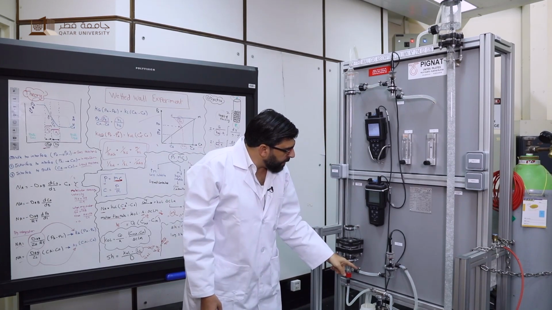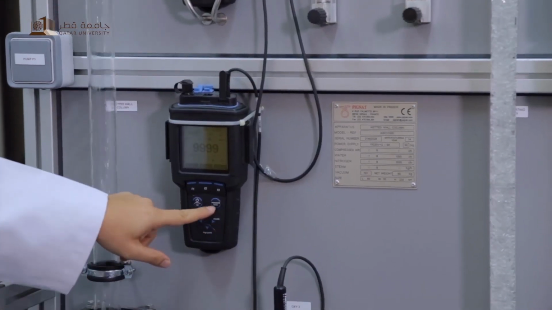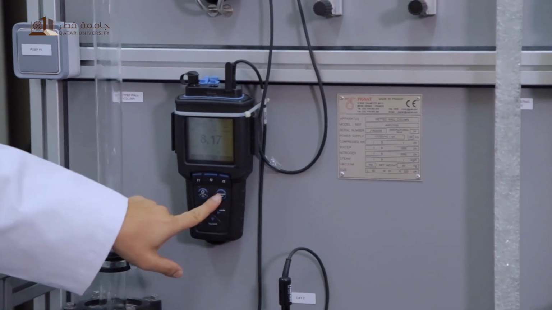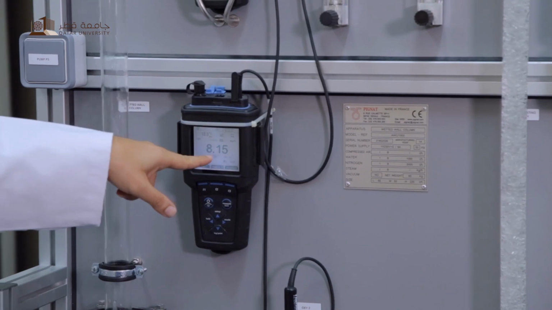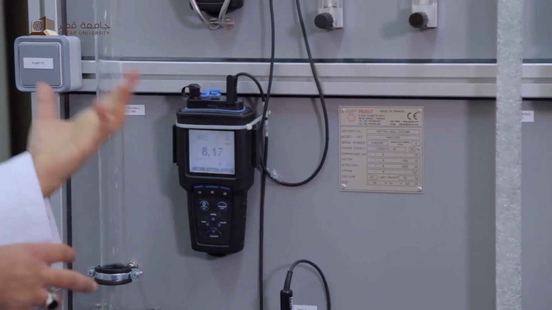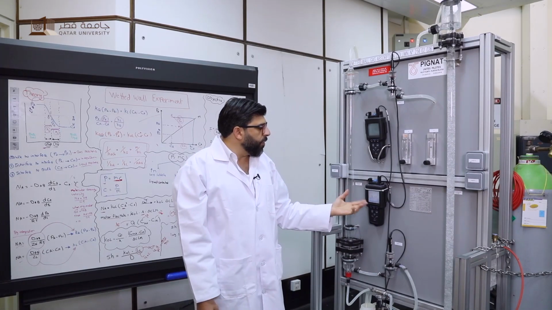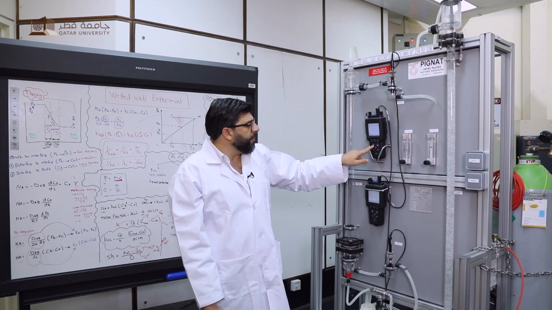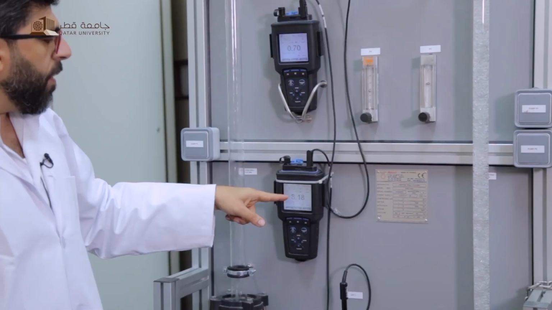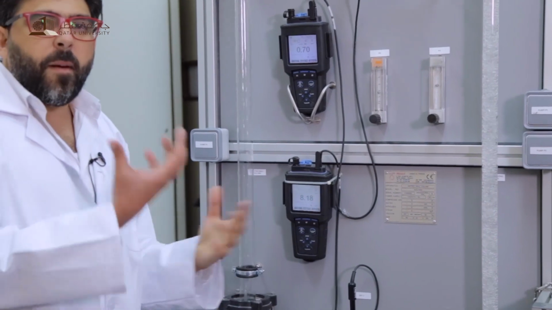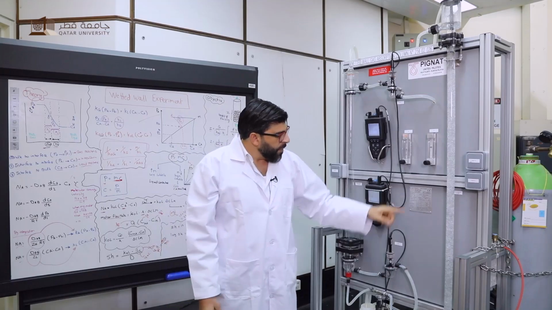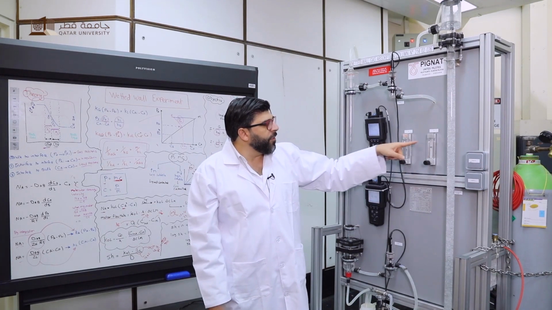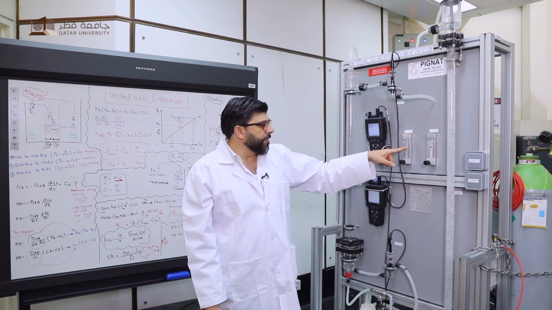Then the outlet water can be measured here using the dissolved oxygen meter, and the value here is 8.15. So the value of oxygen dissolved in the water increased from 0.7 to 8, and this is almost the equilibrium amount of oxygen dissolved in water. Then again, we can change the flow rate of both water and air.